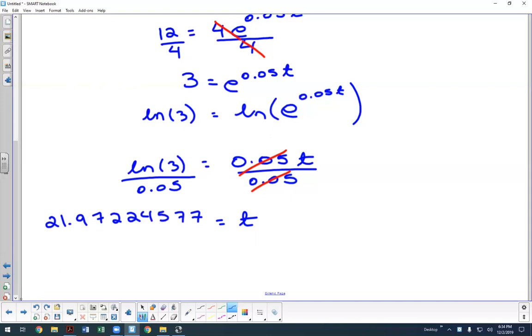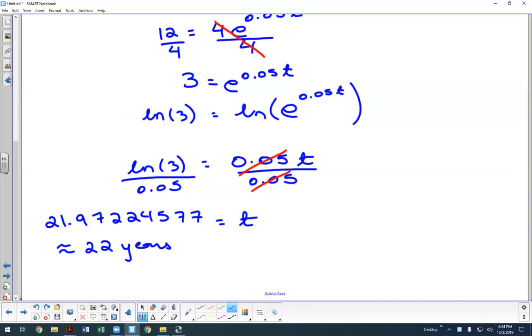Okay. So I'm actually going to show you 2 different answers that you can get from here, because it's going to depend on what your instructions say. If your instructions are only looking for the answer in years, then of course 21.9 will round up to 22 years. So we're basically saying for your money to go 3 times from $4 to $12 at 5%, it's going to take approximately 22 years.